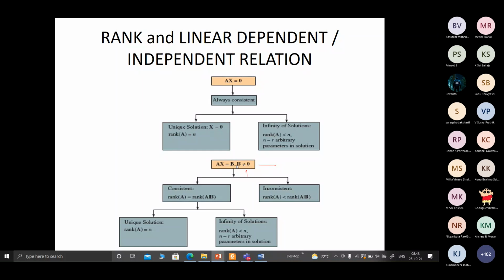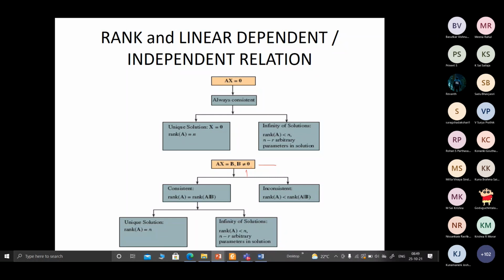Non-homogeneous system. You know how to solve this? We have Gauss elimination. What did we do there? We write the augmented matrix, say A colon B, where B is the column matrix. Now we find the rank of that augmented matrix. If the rank of the coefficient matrix A is the same as the rank of the augmented matrix, then there is a solution. If it is not the same, then we say there is no solution.